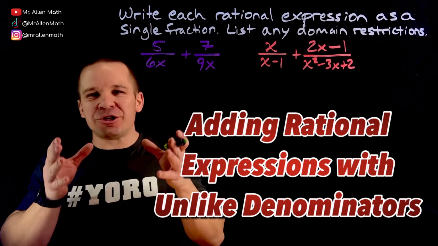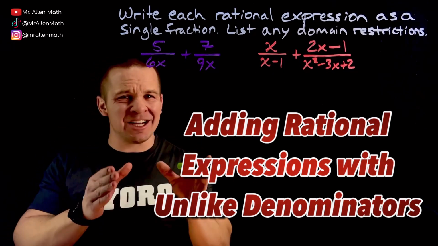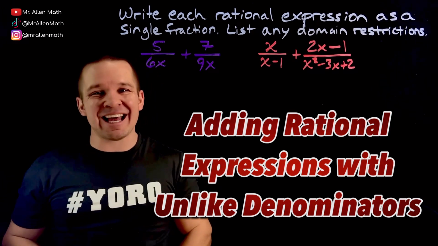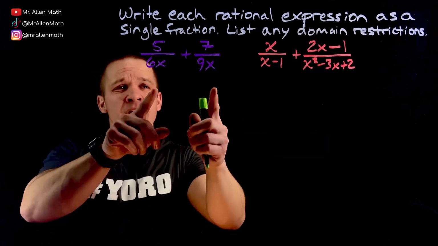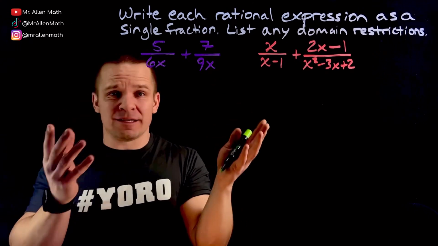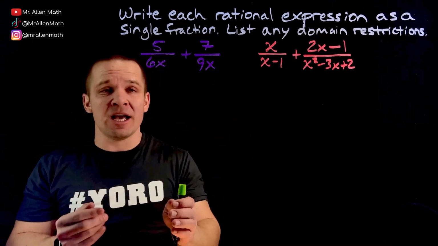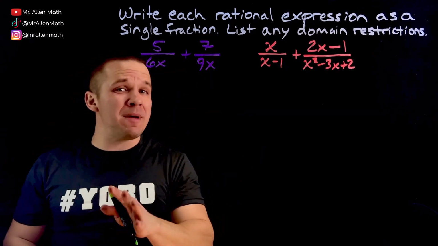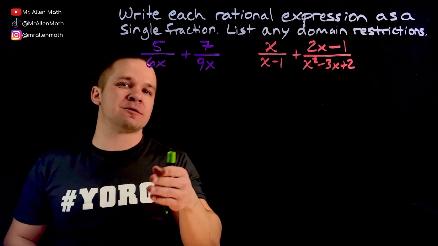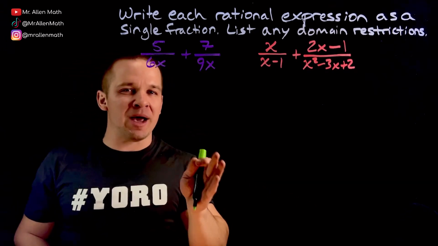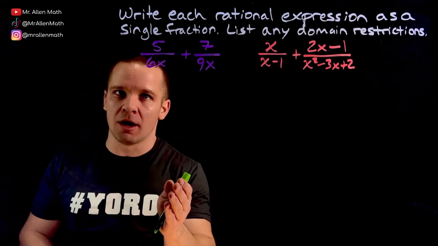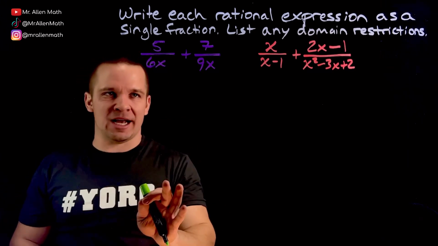We're about to write each rational expression we have here as a single fraction, and we're going to list any domain restrictions. Now, this first one here, I don't need to factor my denominator. That's nice, right? I can clearly see that plugging in 0 for x would make each one of these denominators 0, thus making it undefined. So that is my domain restriction. X cannot equal 0. I'm going to include that in my final answer, all right?